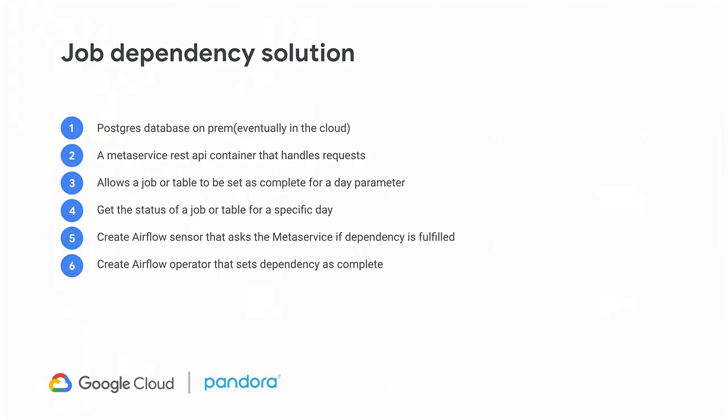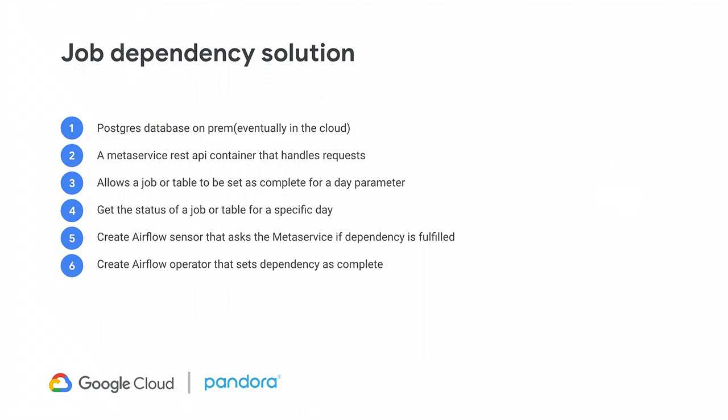So the first one that we solved was the job dependency solution. For that, we have a Postgres database on-prem. Eventually, we'll move that to the cloud. And there is a metaservice REST API container that sits in front of that Postgres database that handles requests for jobs or tables that are finished, or code that is asking, is something finished for the day. So that allows jobs or tables to be set as complete for a specific day parameter. It would also allow you to get the status of a job or table for a very specific day.